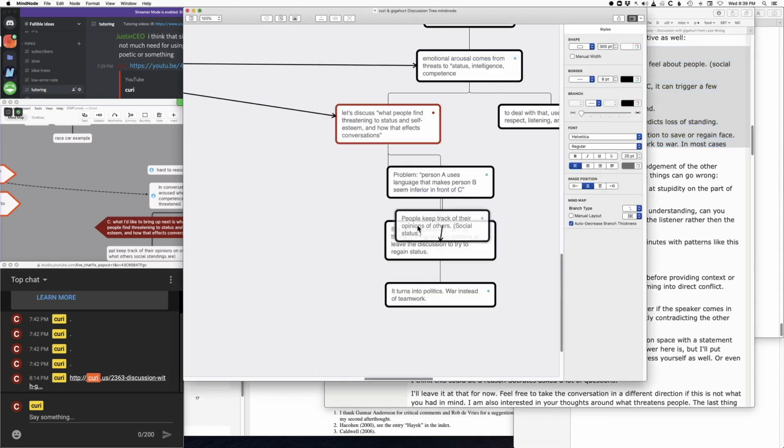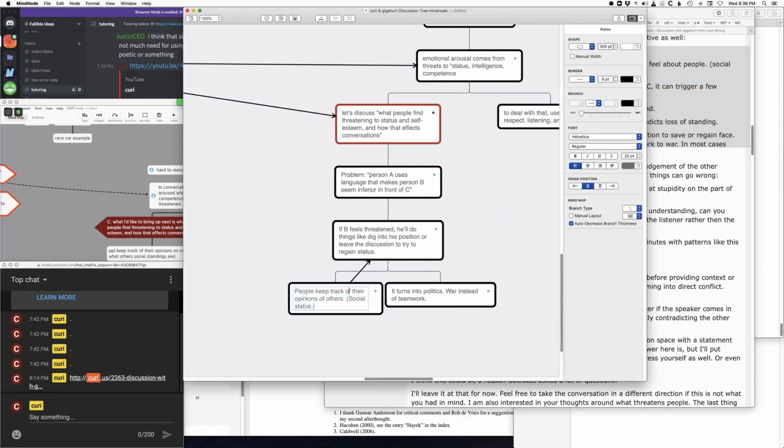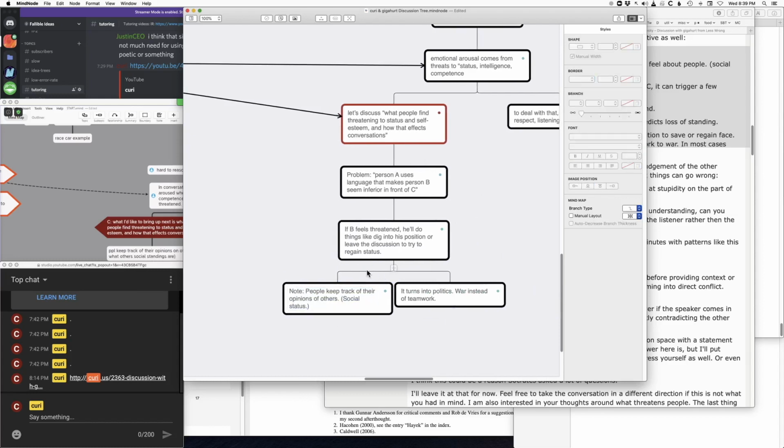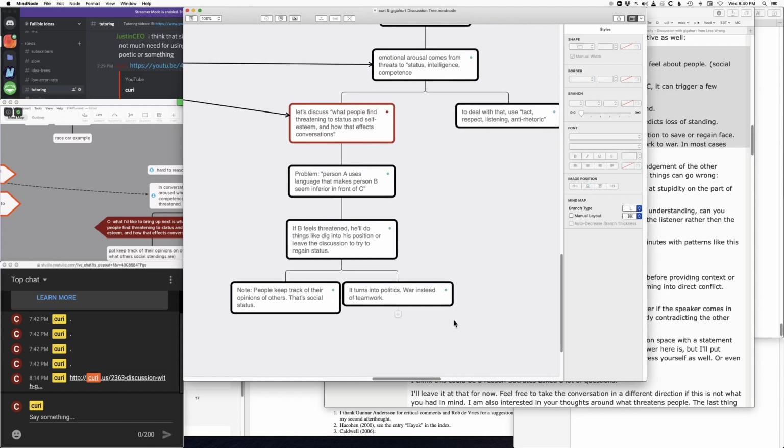Actually, I'm going to do it like this. Note: people keep track. This is helping explain this one. This thing is kind of built on top of this. To understand what he's saying, we're dealing with status, so this is info about how status works. I'm going to make this one clear as well.